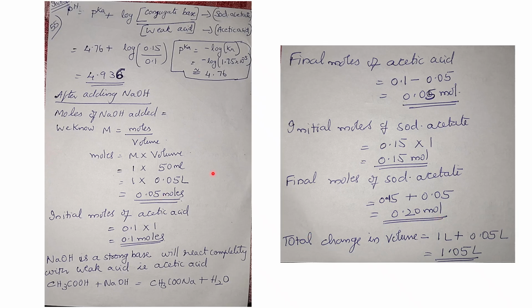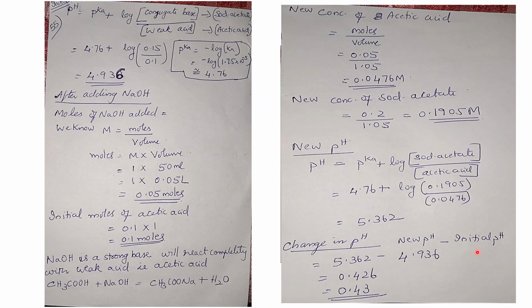At first it was 1 liter buffer solution. Then you added 50 ml of sodium hydroxide. So convert it into liter, so it will be 0.05 liters. So 1.05 liter is the new volume.